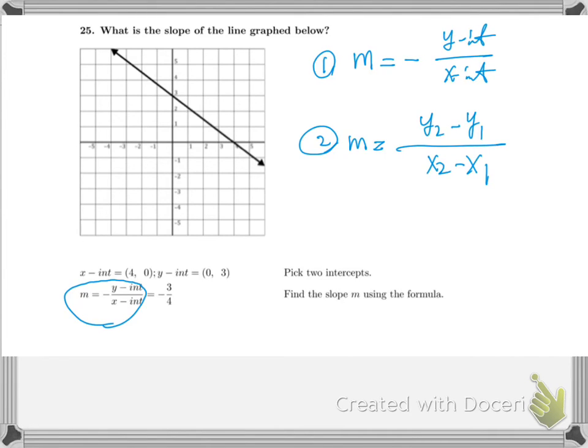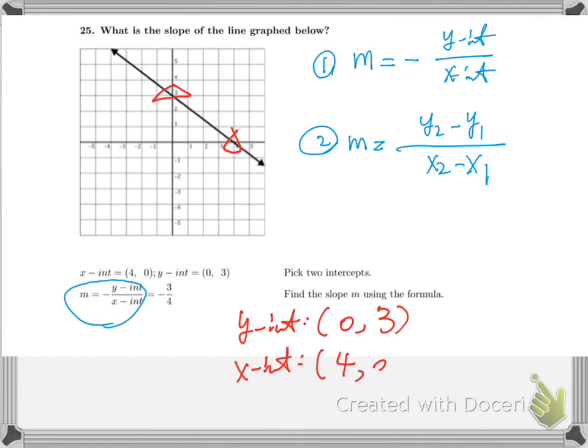In this example, what is the y-intercept? It is 3, right? So let's put it down here. The y-intercept is (0, 3). What is the x-intercept? 4, right? So this is (4, 0). When you use the first formula, negative y-intercept over x-intercept, we just ignore the 0 part. So this is negative y-intercept 3 over x-intercept 4. No calculation here.